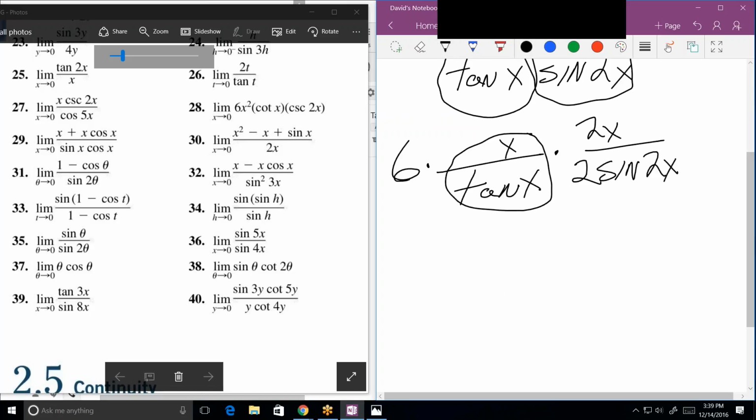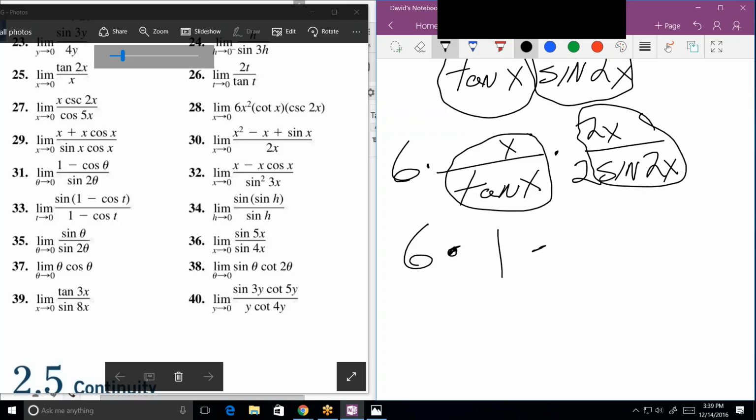The limit when I substitute 0 for x is going to be 6 times, well, I know this is 1, and I know this part is 1, so the whole thing is 1/2. And that number is 3. That's our limit. Okay.